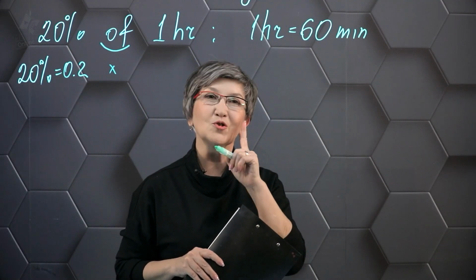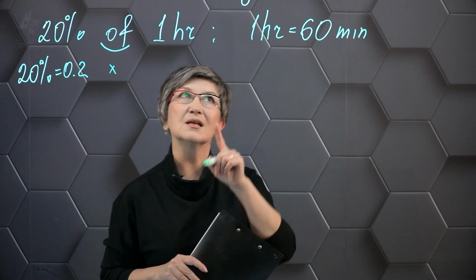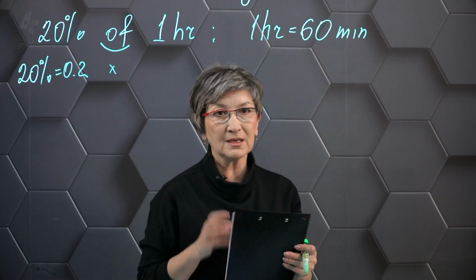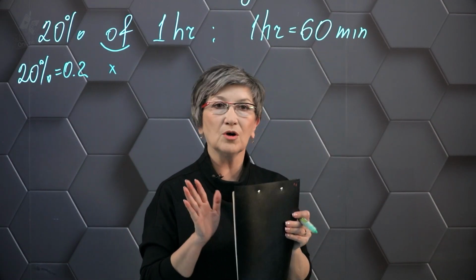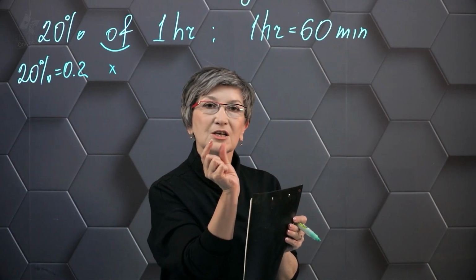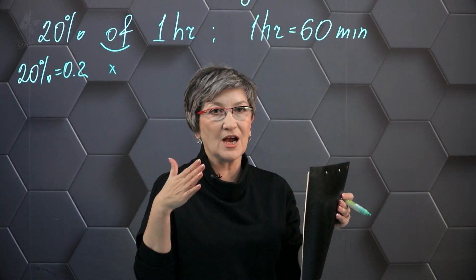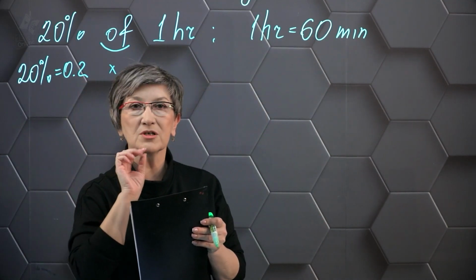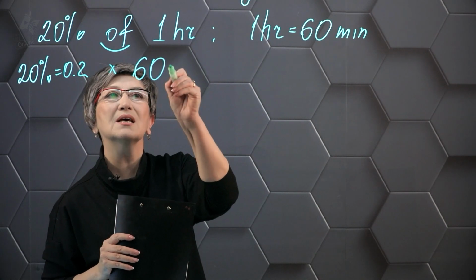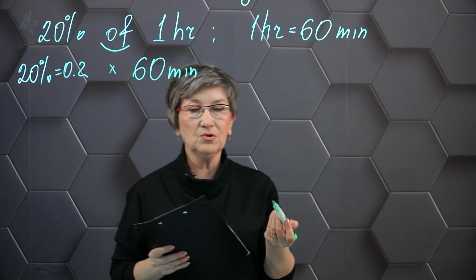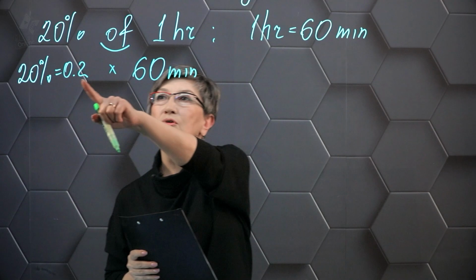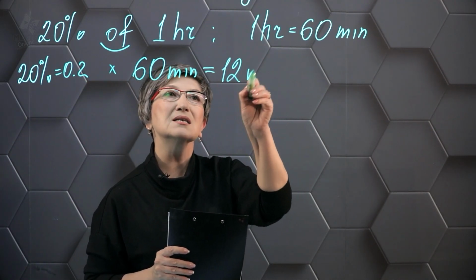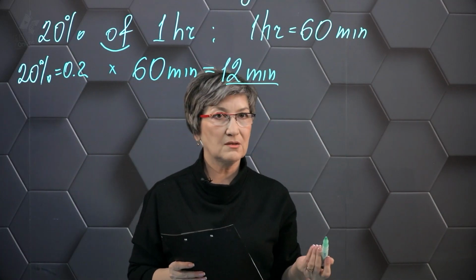But what should you do in this case? First of all, you must convert hours into minutes. Why is it necessary to do this? Because 20% is going to be some fraction of an hour, that is 60 minutes. And then I will write 0.2 times 60 minutes. And in that case, what would I get? 0.2 times 60 minutes would be 12 minutes, which would be the answer.